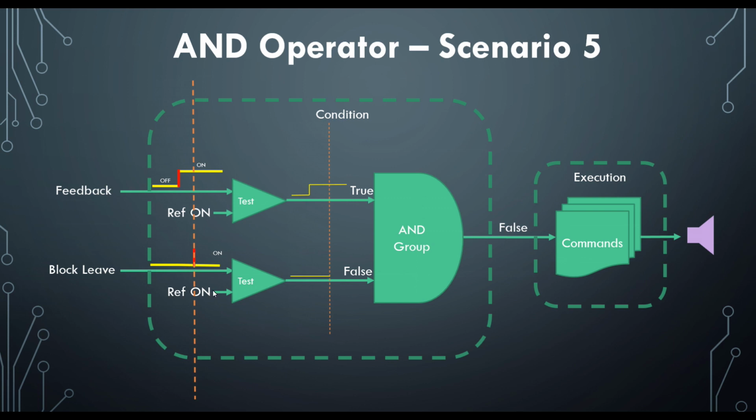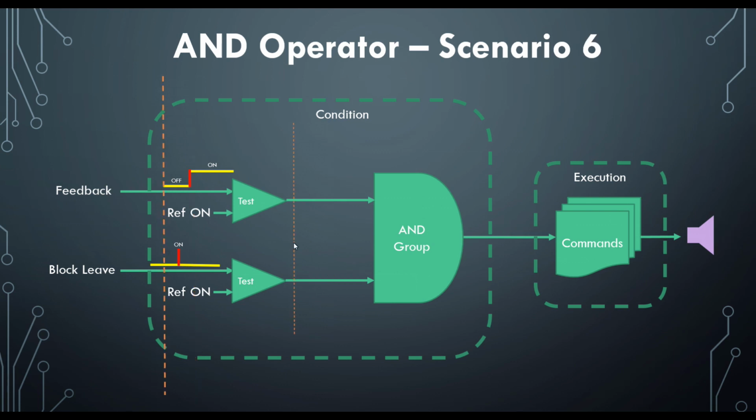So we have on and an on. This test will become true. This is still in its on state, so is true. So now we have a true and a true, which produces a true here. The condition is now met and the sound file executes. So here the trigger only has acted as the trigger for this scenario, and feedback is being used as the state.